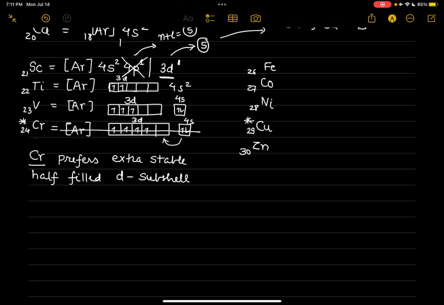So just read it out. Nabila, could you please read it out for me? It prefers extra stable half-filled d subshells. Yeah. So what is happening? Why is it happening? That I will tell. Ideally the chromium should have this kind of electronic configuration: argon 3d4 4s2.